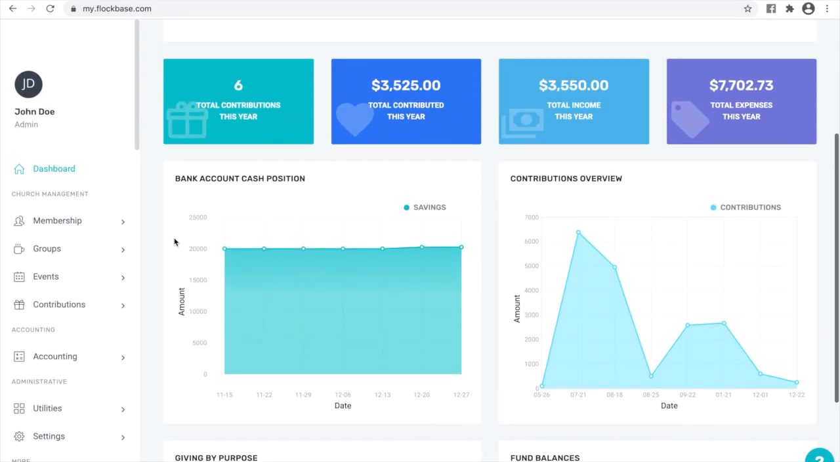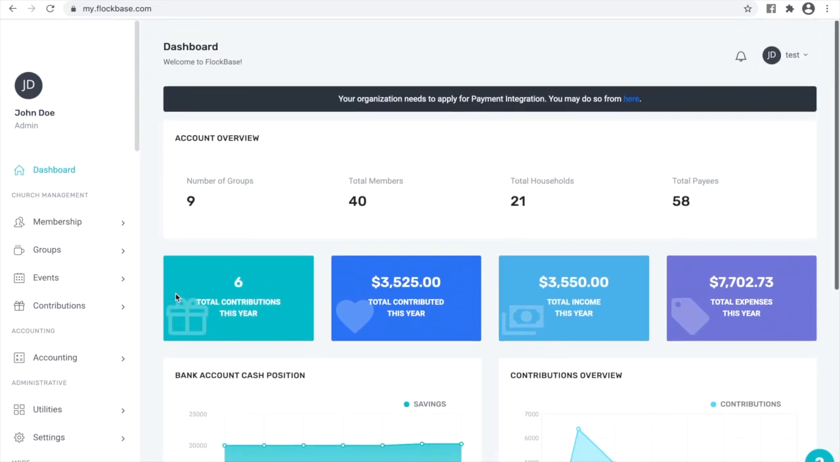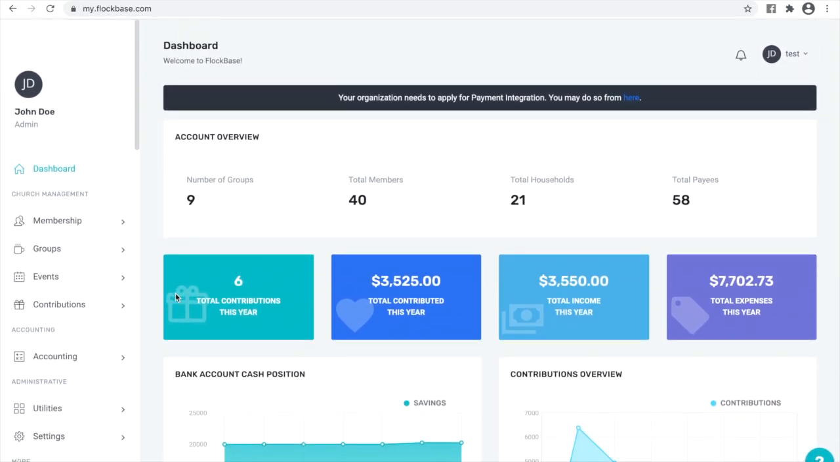If you're using the standalone versions of FlockBase membership and/or FlockBase accounting on your desktop, then your dashboard will not have all of the pieces seen here. At the top of the screen, you'll see what's called the Account Overview. The first information we see has to do with people. This shows us how many groups we've got, how many households are connected to our church, and how many members are in those households, in addition to payees, the people whom you pay.